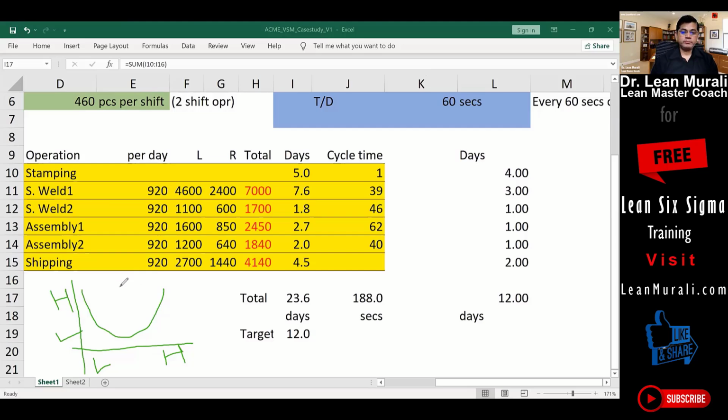So Taguchi says that if the specification is at the center, so look at the center. Suppose the diameter of something is 10 mm, you have to be exactly 10. If it is less than, also it is a loss to the society. If it is more, also it's a waste to the society.